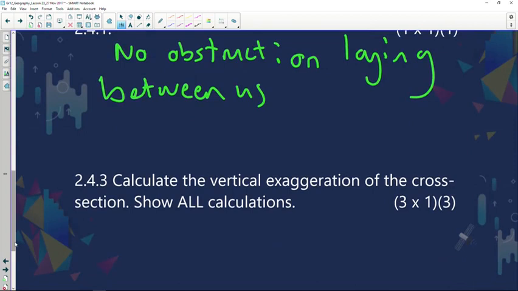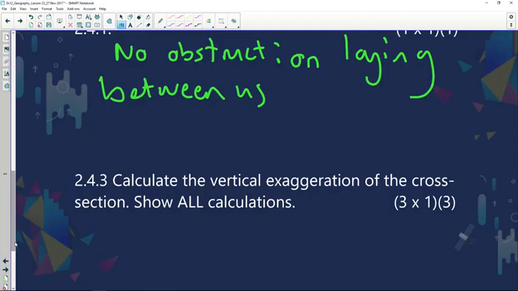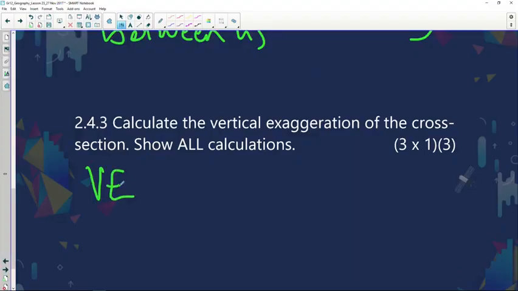Now the next question is very important because you need to pay attention to your question. And I'm going back to your previous two questions. Calculate the vertical exaggeration of the cross section. So what is vertical exaggeration? We want to see how many times they made it bigger for us to be able to see. And if you look at the formula, vertical exaggeration equals vertical scale on top of horizontal scale.